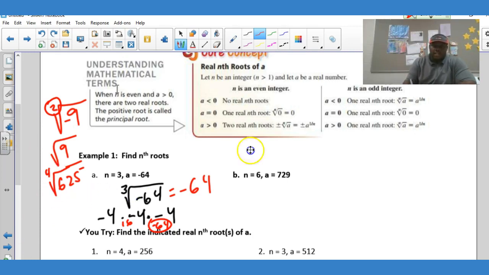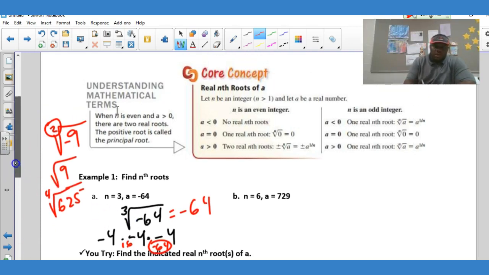But if it's negative, here are the rules. When n is a positive even integer, like a 2 or a 4, if a is less than 0, meaning if a is negative, even if I had negative 625 right here, there's no real root. So you will have an imaginary number, like this one will be 5i, and this one would be 3i. There's no real root. It would be imaginary.